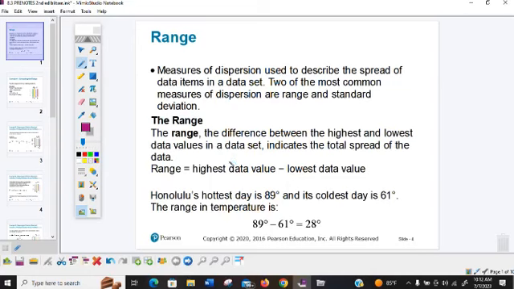In this video, we're going to learn about range and deviations from the mean. What we're talking about in this section is going to be measures of dispersion. In the last section, we did measures of central tendency. What does your data tend to do? Measures of dispersion is different. It talks about how far apart your data is, what's your spread, okay?